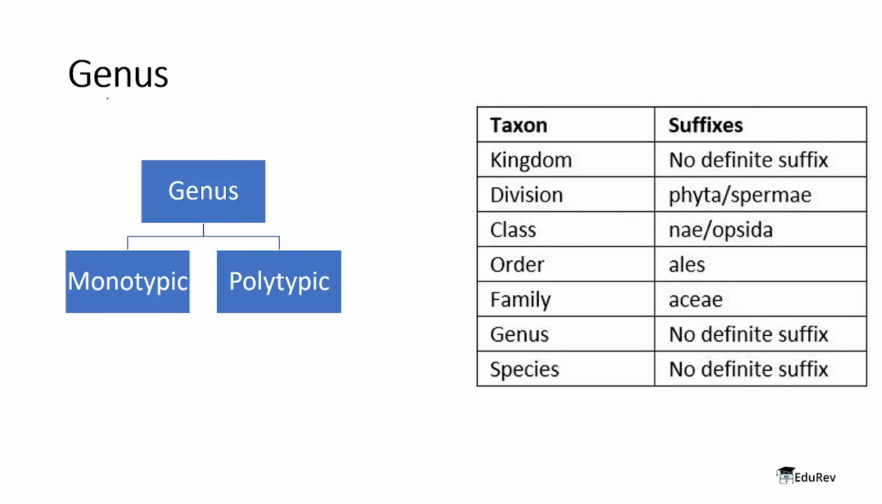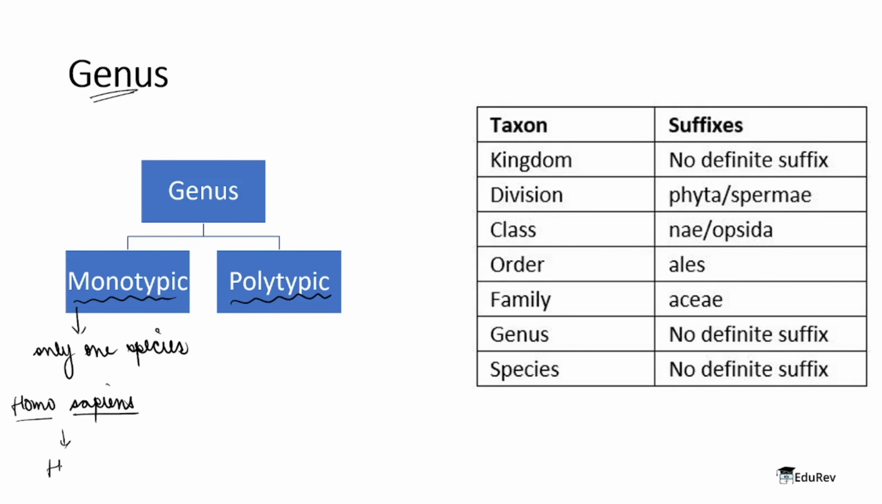Now let's look at what is genus. Genus is divided into two types, monotypic and polytypic. What is monotypic and polytypic? A monotypic genus is one which includes only one species. An example for that would be Homo sapiens. Who are Homo sapiens? Homo sapiens are us, humans.